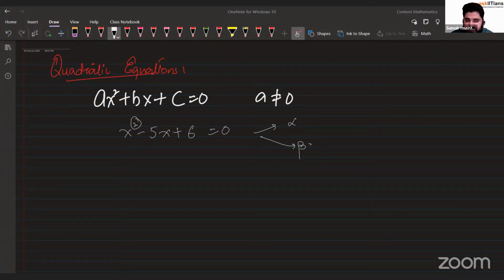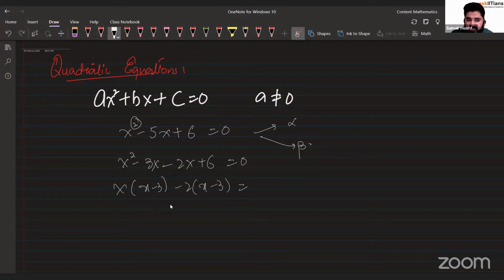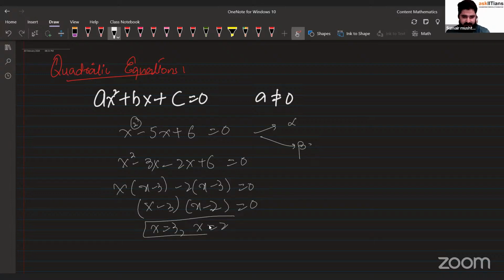So this can be written as x square minus 3 times x minus 2 times x plus 6 is equal to 0. I can take x common, this is x minus 3. I can take negative 2 common, this is x minus 3 is equal to 0. So x minus 3, x minus 2, right? This is pretty easy for you. x will be equal to 3, x will be equal to 2, right? These are the two roots that are given.